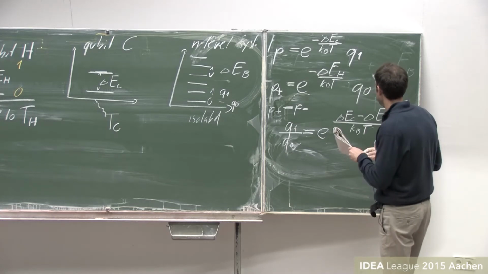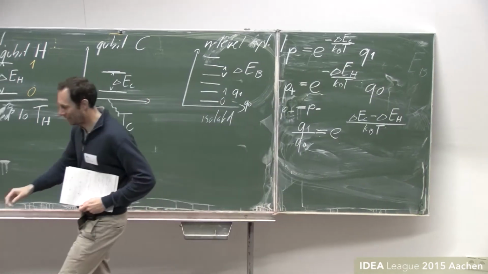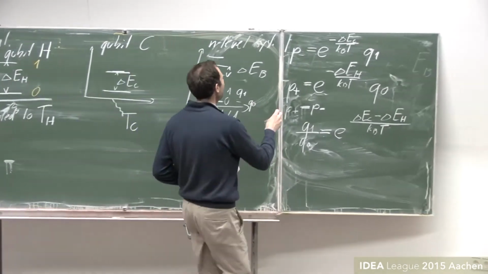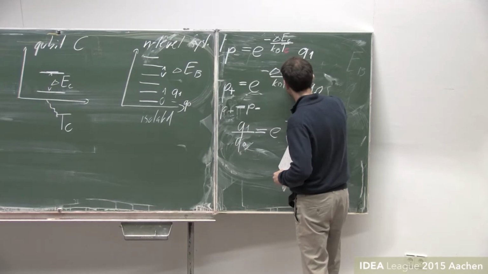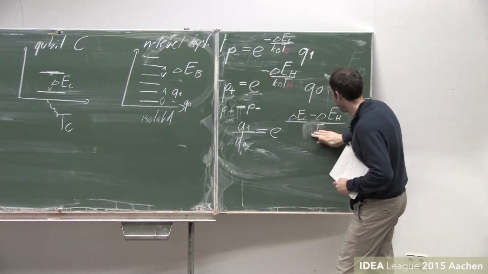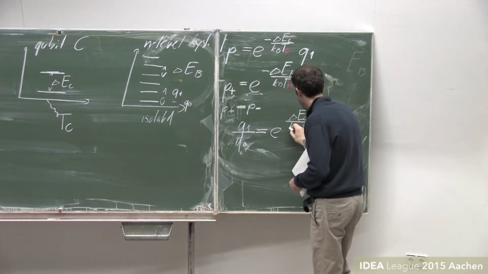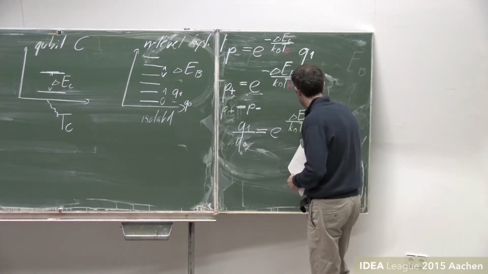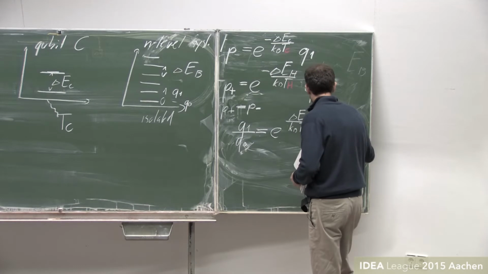Oh, sorry, I made a small mistake here, which is very important. Of course, these are two different temperatures. Here I should have a T cold and here a T hot. So I'm not allowed to divide that by the same thing. So I should here have k_B T hot and k_B T cold and T hot.